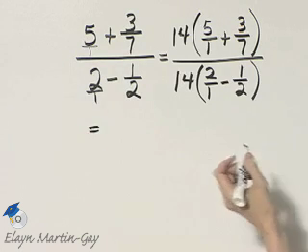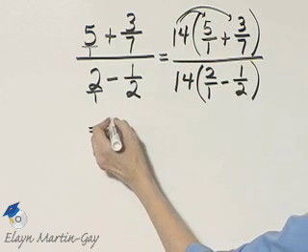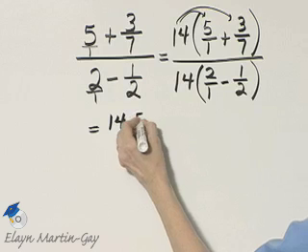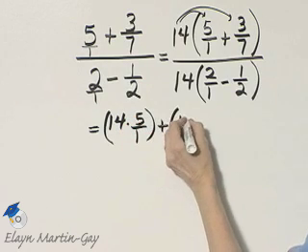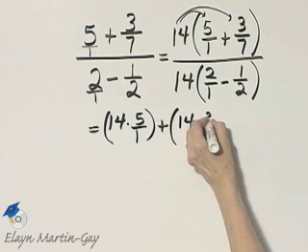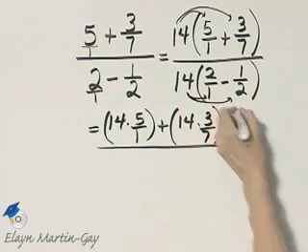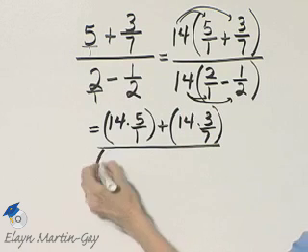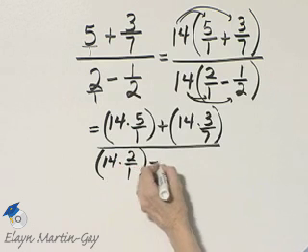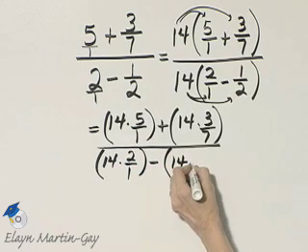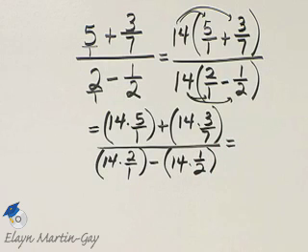Now I'm going to go ahead and show you what's going on with the distributive property. So it's actually 14 times 5 over 1 plus 14 times 3 over 7. And this is all over, distributive property in the denominator also. That would be 14 times 2 over 1 minus 14 times 1 over 2. And now let's simplify this.